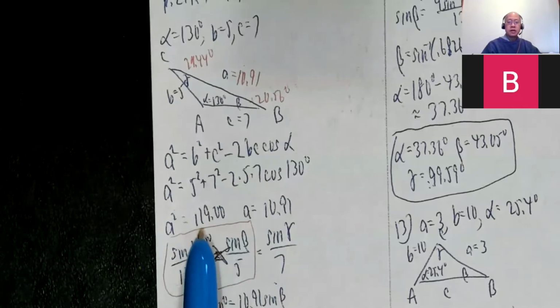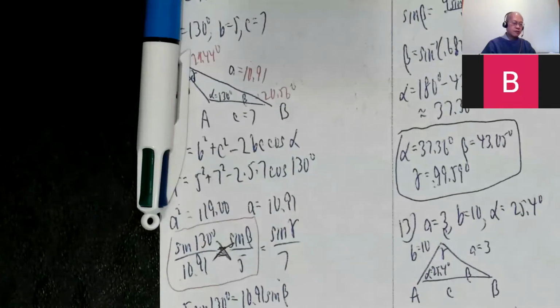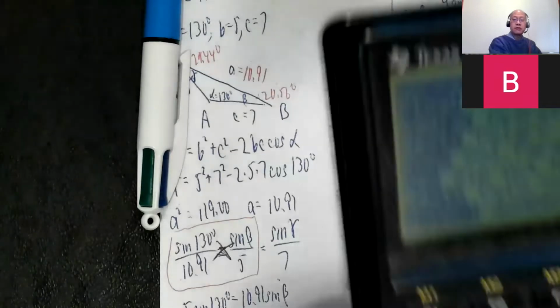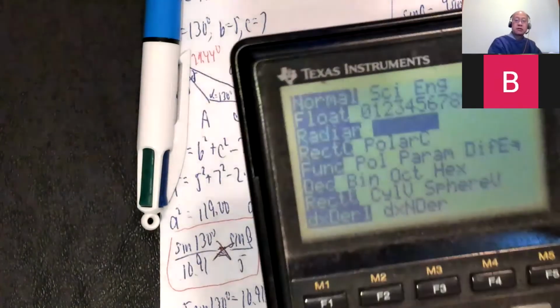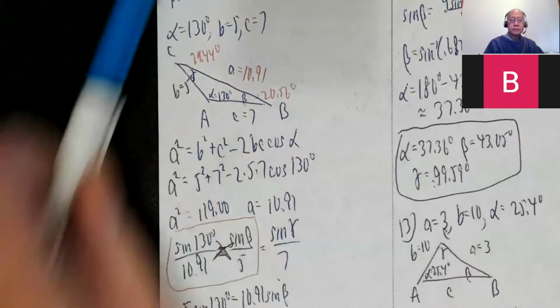And punch it in the machine at 119. Let me try to verify that for you. Oh, I got to make sure I'm in the right mode. I just taught calculus and they were in radians, so I got to switch to degrees. Okay, so I'm back in degrees now.